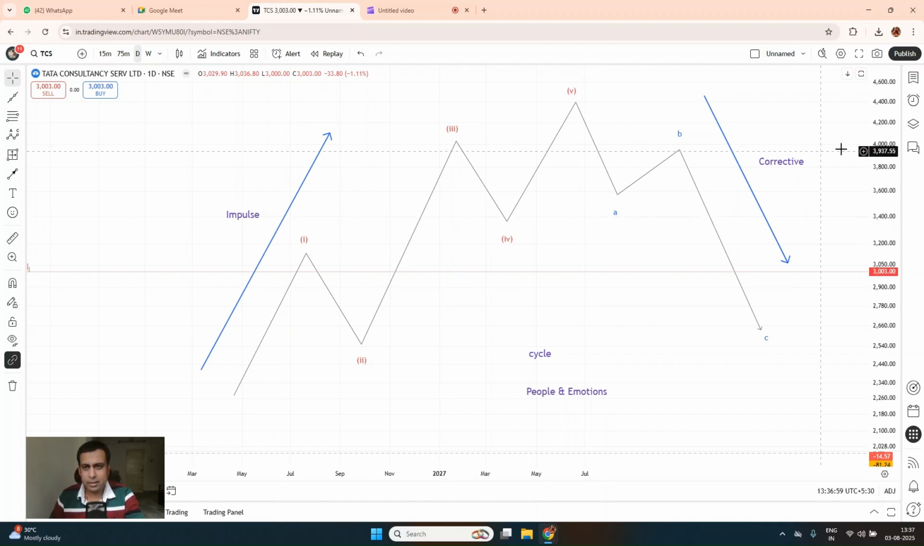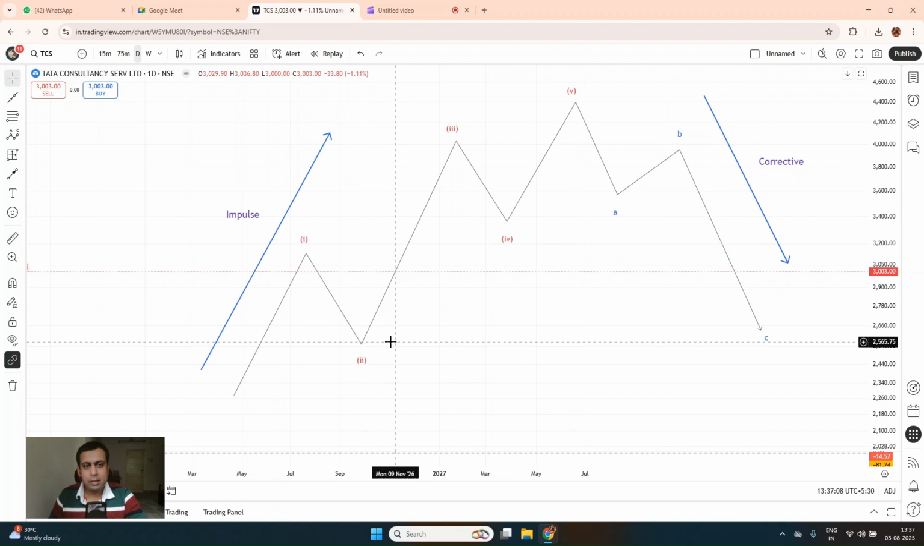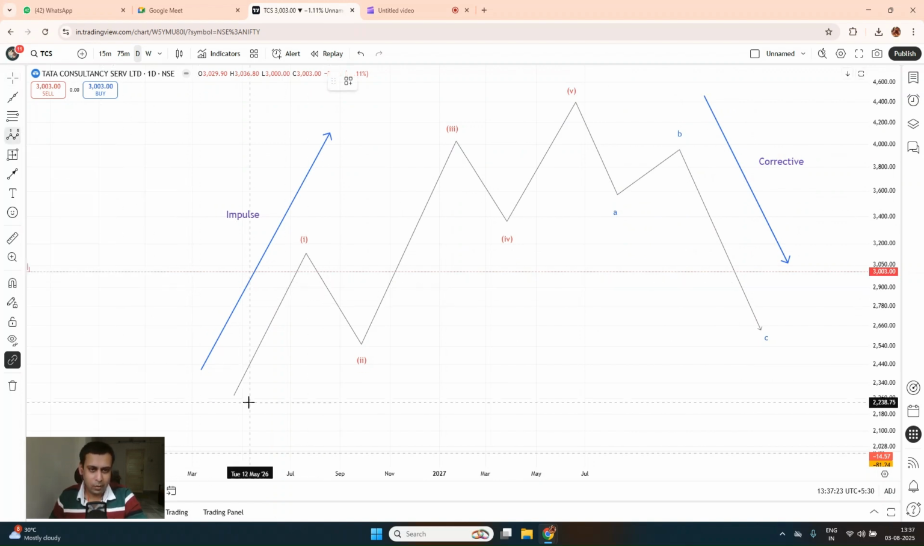We saw that there is impulse and there is corrective, and then it is a cycle, and it is made of people's participation and a lot of emotions that they bring in. Now this impulse and corrective is also made of waves, right? Which are 1, 2, 3, 4 and 5 for impulse, and then corrective which is 1, 2, 3, 4 and 5. These waves are also made of waves. So we are talking about waves within a wave, right?